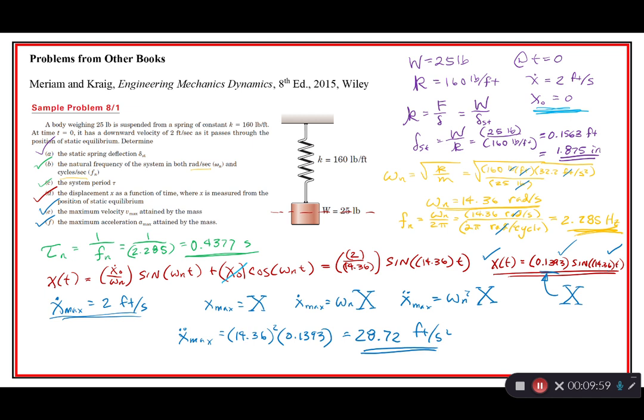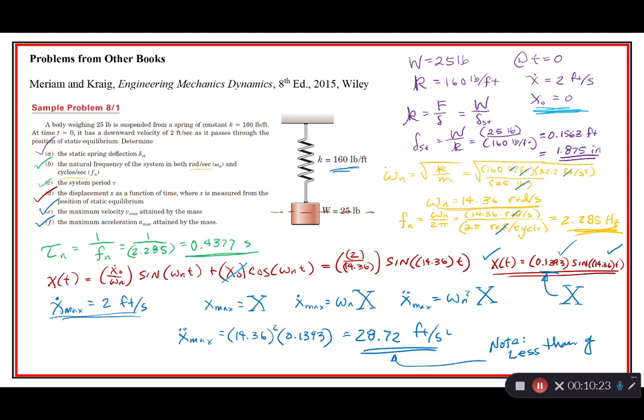I didn't change colors this time. One thing of note is that this is less than g. 1 g is 32.2. And it better be less than this, because it's got a spring that's keeping the thing from being in free fall.